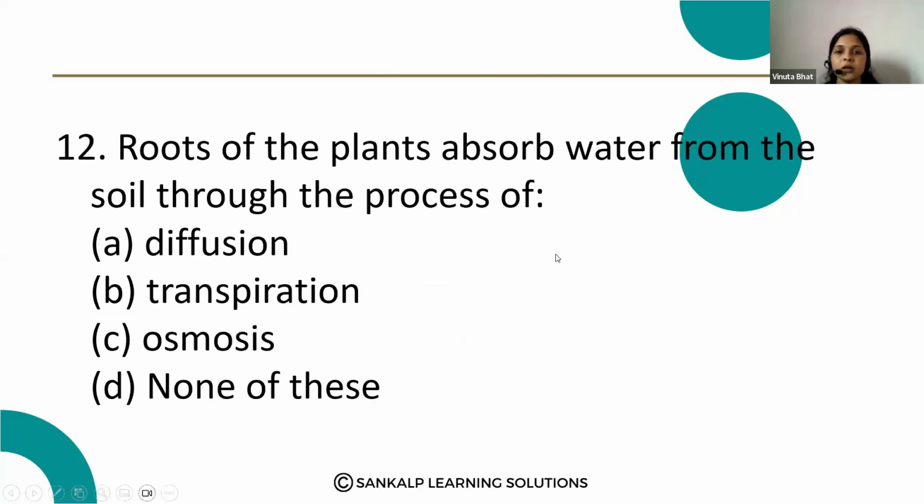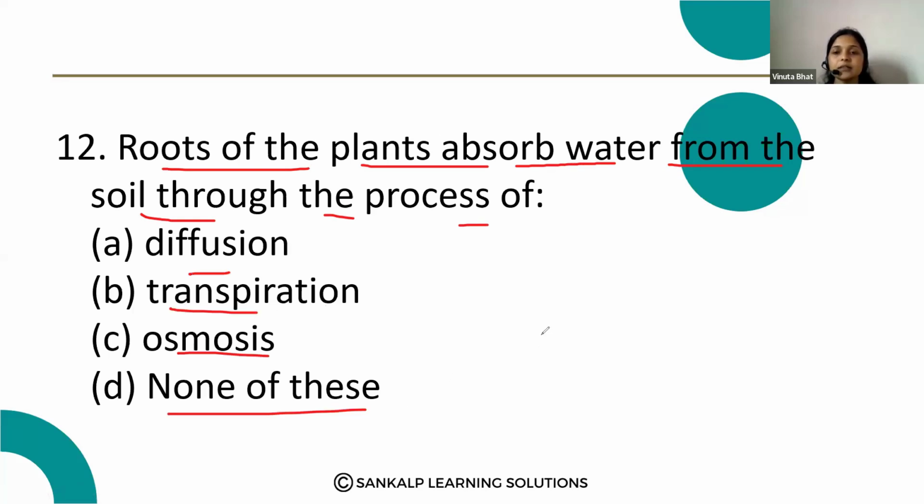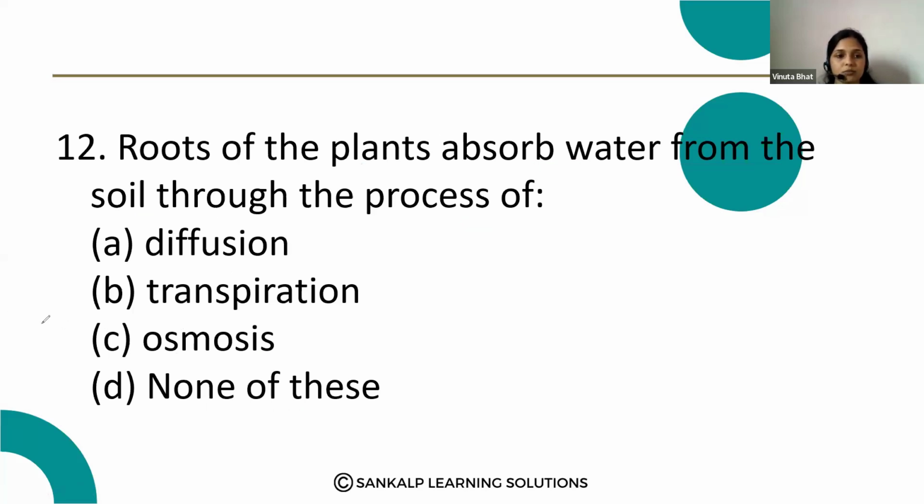Next question. Roots of the plants absorb the water from the soil through the process of diffusion, transpiration, osmosis, none of this. Here, the water moves from higher concentration to its lower concentration of ions. So, in case of water, what is it called? It is called osmosis.